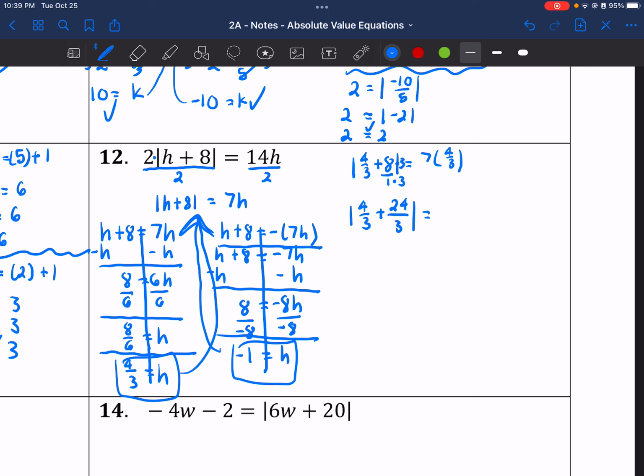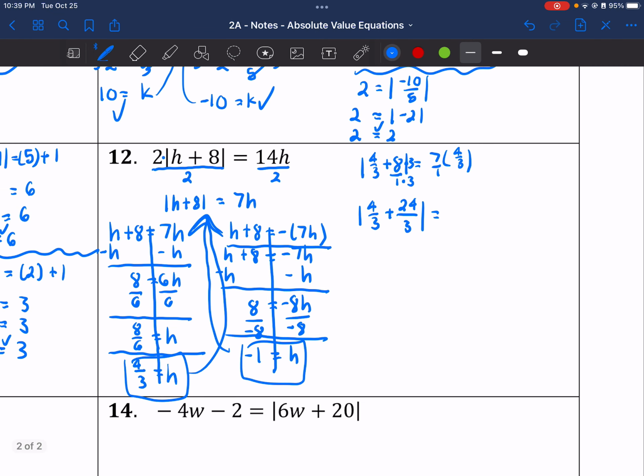7 times 4 is going to be, so when we're multiplying fractions and a whole number, we also want to make our whole number into a fraction. We're going to multiply our numerators together and multiply denominators together. So 7 times 4 is 28, and 1 times 3 is 3. So now we get 4 over 3 plus 24 over 3. That can now combine to 28 over 3. And the absolute value of 28 over 3 is just 28 over 3. So these two both match on either side. Even though they're fractions, they are still the same number. So we know that h is equal to 4 over 3 is one of our answers.